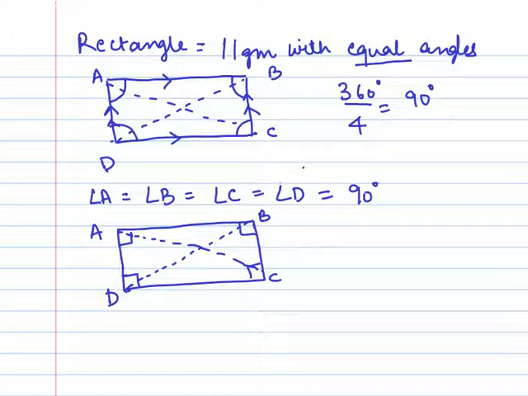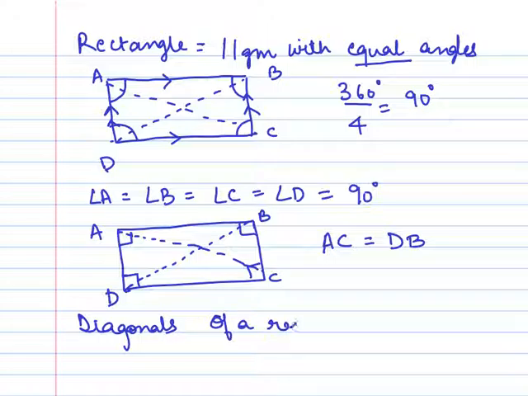Now in the previous cases the diagonals were not equal, but in case of a rectangle the diagonal AC will be equal to diagonal DB. Now we have to prove that. We will prove this property of a rectangle, that diagonals of a rectangle are equal. So what are we going to prove? Diagonals of a rectangle are equal.